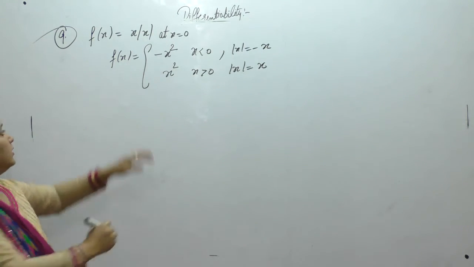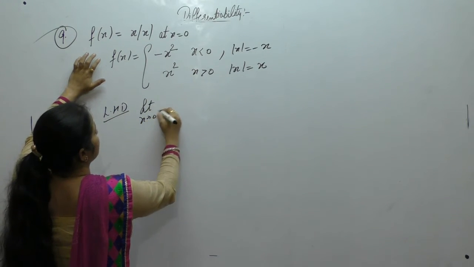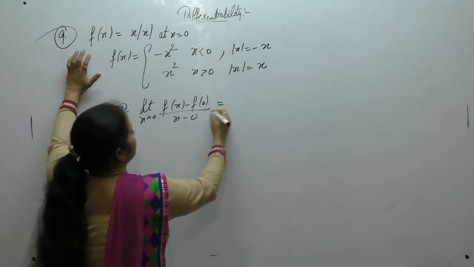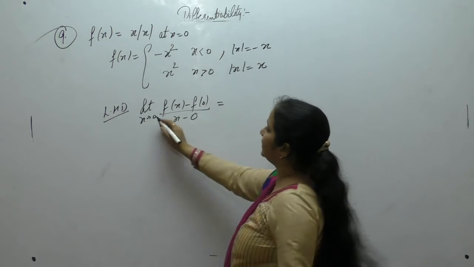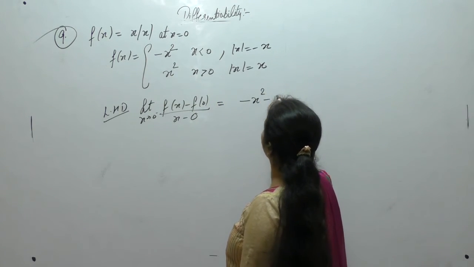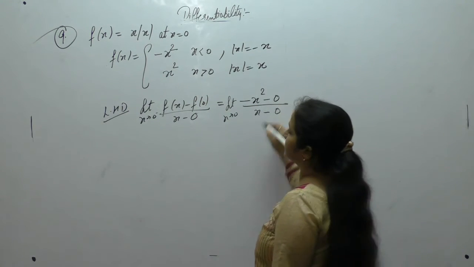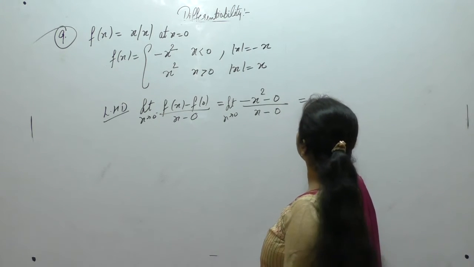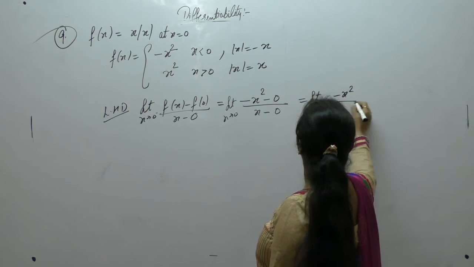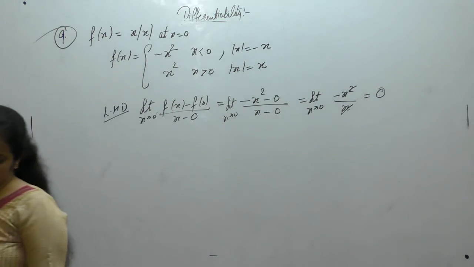Now left hand derivative: limit x tends to 0 negative, f of x minus f of 0 upon x minus 0. When x is negative, f of x is minus x square. f of 0 is 0. So what we get? Limit x tends to 0, minus x square upon x. So we get the value as 0.